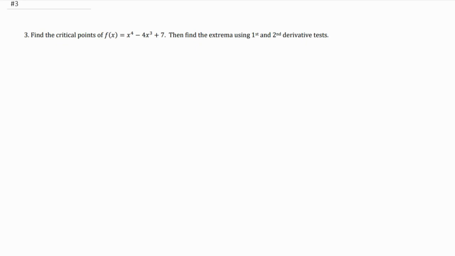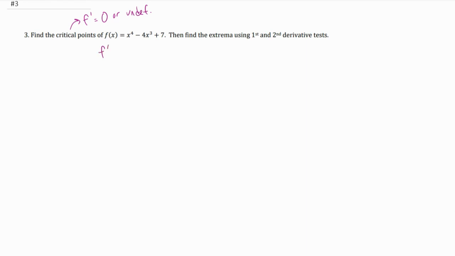So for this problem, we are going to find critical points and then extrema. Recall that critical points are where f prime is equal to 0 or undefined. Now this is a polynomial, so this is not going to have any undefined f prime values because polynomials are always smooth curves. They're differentiable everywhere. So I'm going to go ahead and find the first derivative, and then I'm going to be able to just set it equal to 0.